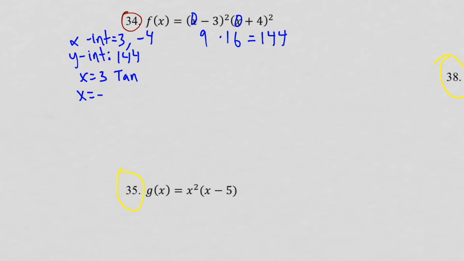X equals negative 4, the other x-intercept, look at the power, also even, so it's also going to be tangent. So it's going to be tangent at both of those points. Okay, identify the end behavior.